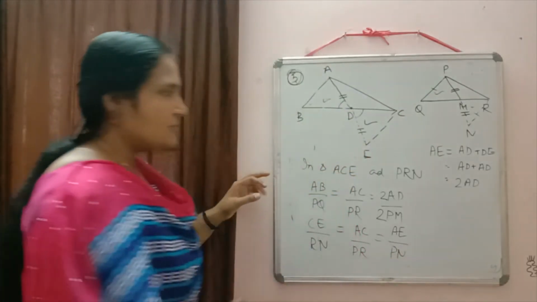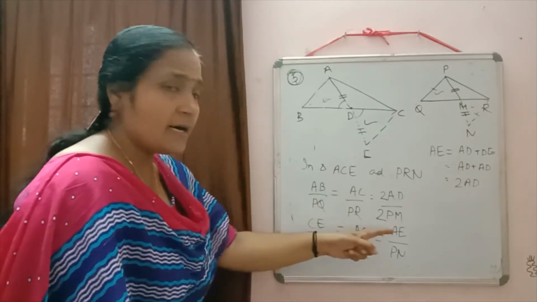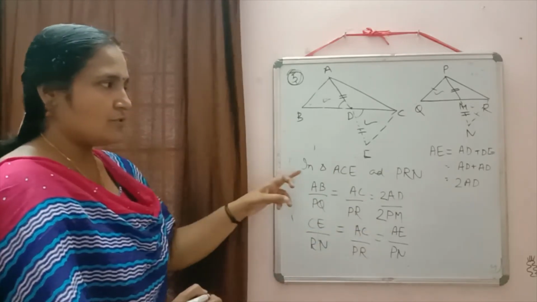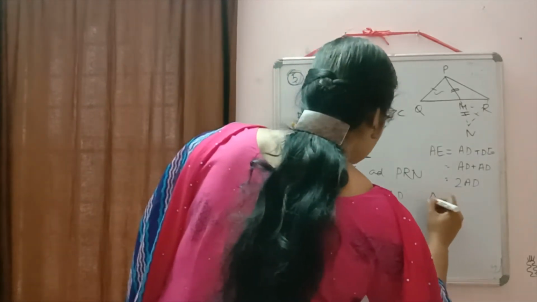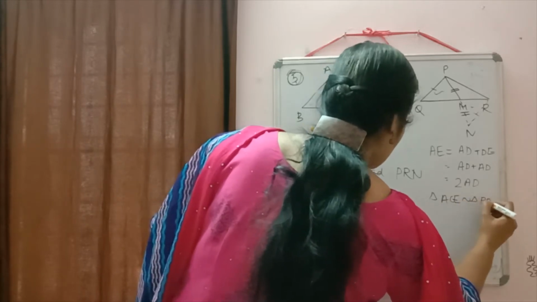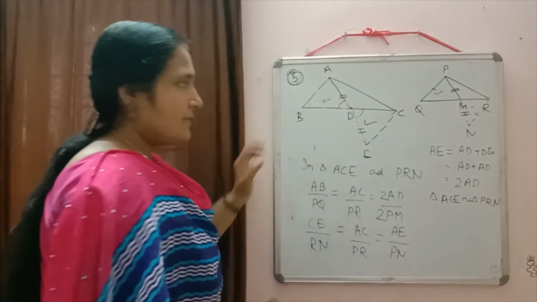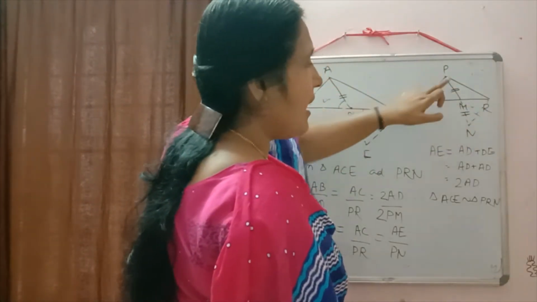So in these two triangles, what are we getting? All sides are in the same ratio. So the two triangles will be similar. Therefore, triangle ACE is similar to triangle PRN. Triangle ACE is similar to triangle PRN.